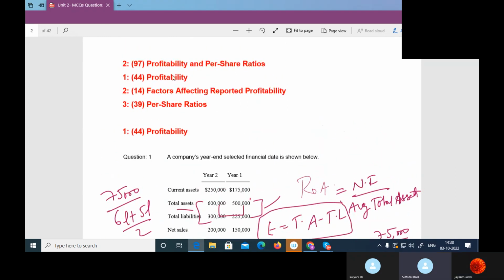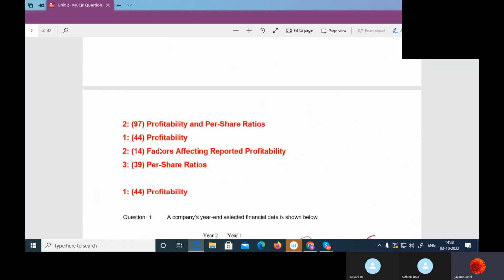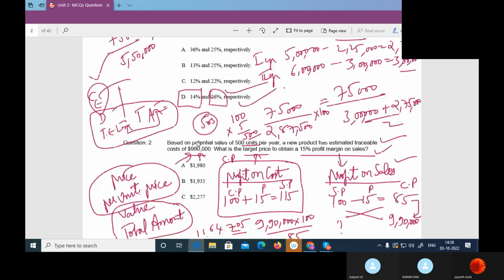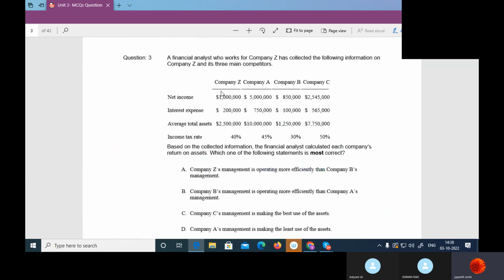So we did profitability right now. Profitability we started. Per share ratios are there. So next class I'll be taking turnover ratios, and also some 10 to 15 theory questions of this and turnover ratios. Now, more 2 sessions we'll do questions only. So this kind of questions we'll discuss. They have given this A, B, C, Z.